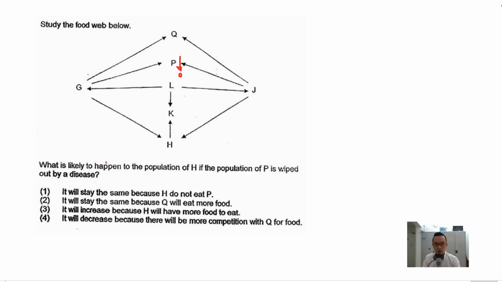Okay, so let's look at this question. What is likely to happen to the population of H if the population of P is wiped out by a disease?